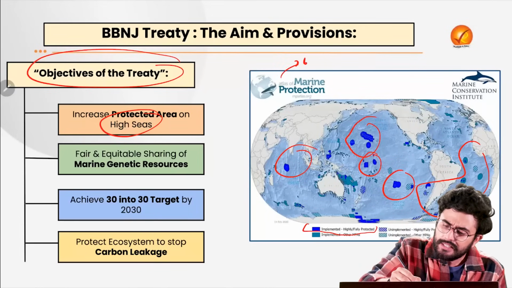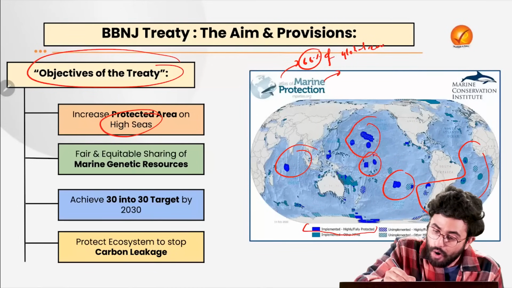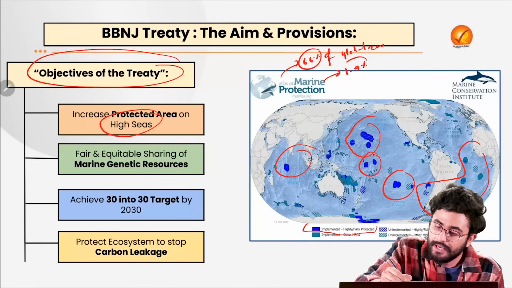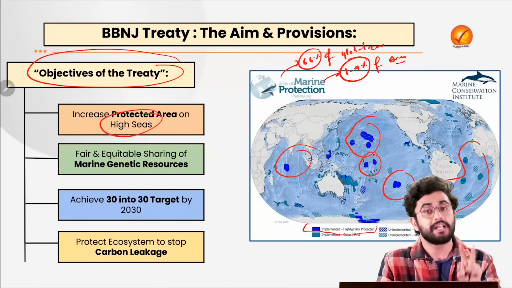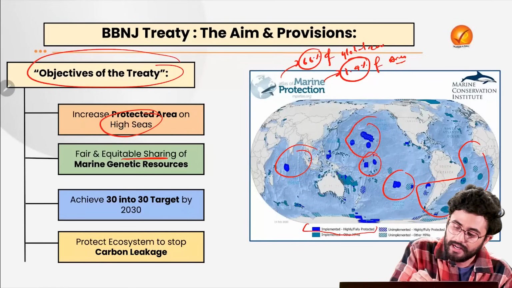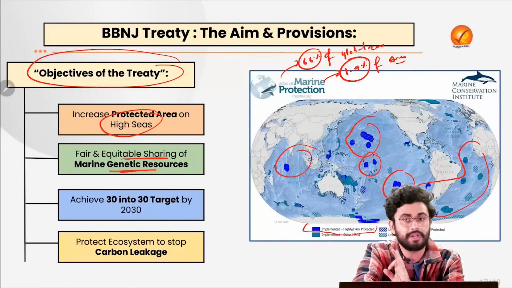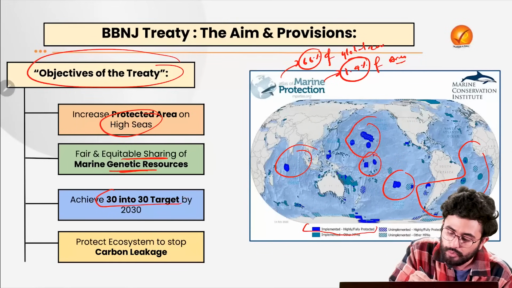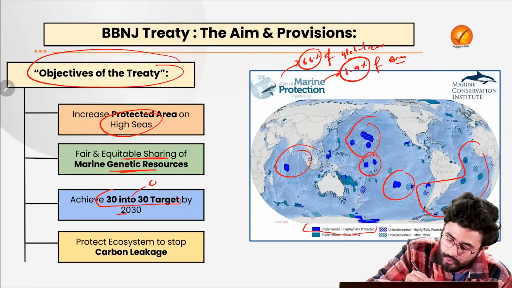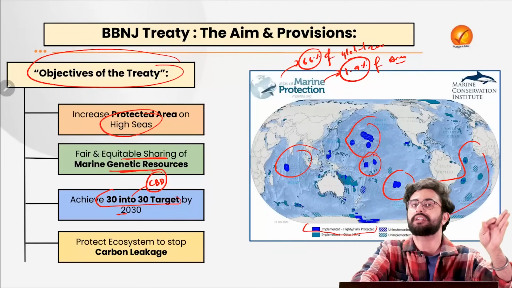So the high seas basically consist of 66% of the global ocean, two-thirds. Out of which, what percentage of area is covered? 1.4% of area only. Second is, as we heard, the fair and equitable sharing of the marine genetic resources. Just for example, extraction of a medical compound. Through this, it is aiming to achieve the 30x30 target, which we have to achieve by 2030 under the Convention on Biological Diversity.